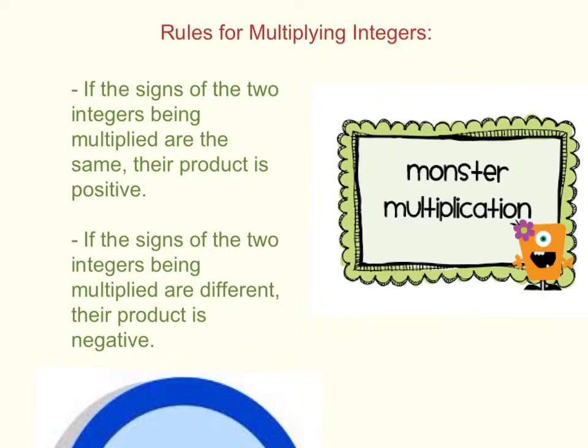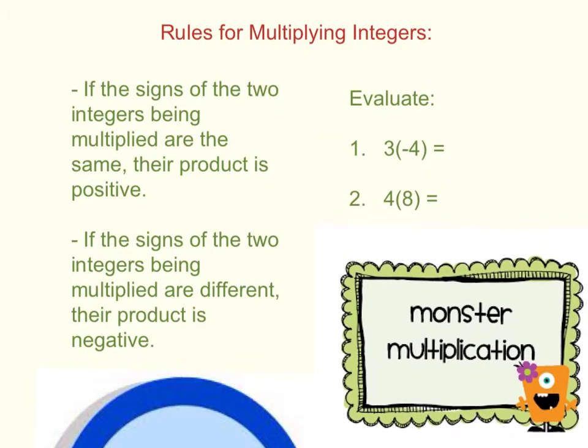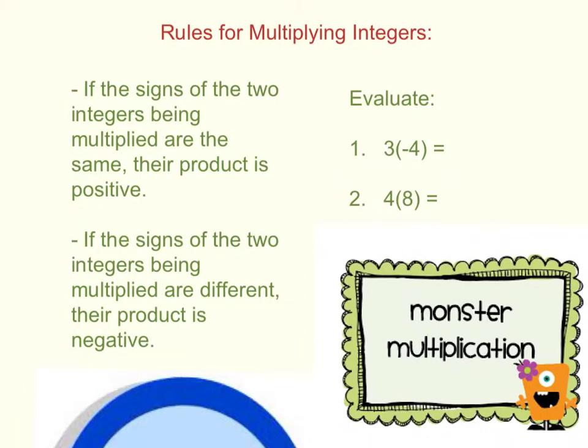Please take a moment to pause the video and write down the two rules for multiplying integers. Now let's try a few problems together. Evaluate 3 times negative 4. 3 times 4 is 12, but if you notice, in this case it's 3 times negative 4. Since the signs are different, it means the product is negative. Therefore, 3 times negative 4 is negative 12.